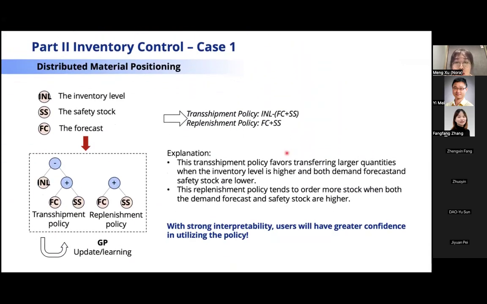We also give a proof of the strong interpretability of our GP methods. Here is an easy example. We simplify the rule learned, and then, for example, for this replenishment policy, this policy tends to order more stock when both the demand forecast and the safety stock are higher. So with the strong interpretability, users will have greater confidence in utilizing these policies.